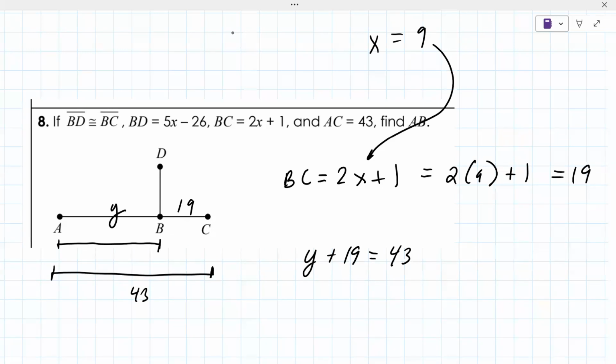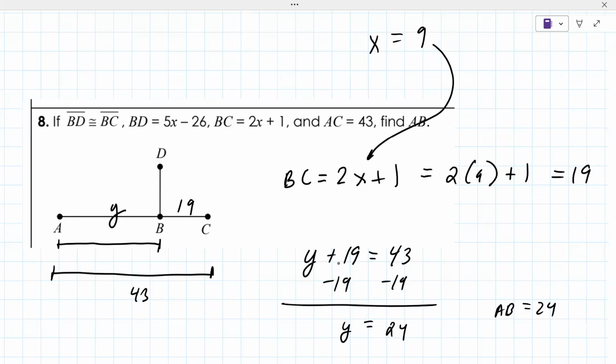You add or multiply 19. What is this math operation just here? Add. How do you undo addition? Subtract. Very good. You subtract from both sides. y equals 24. There you go. And there's the answer. AB equals 24.